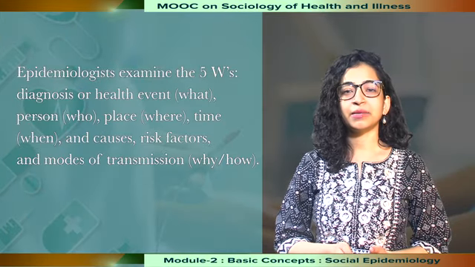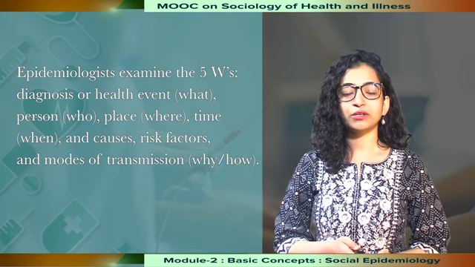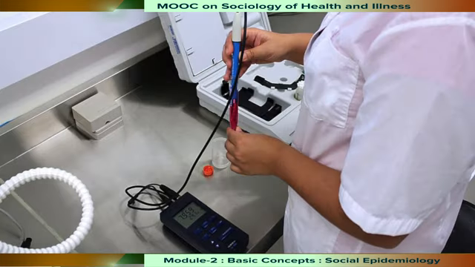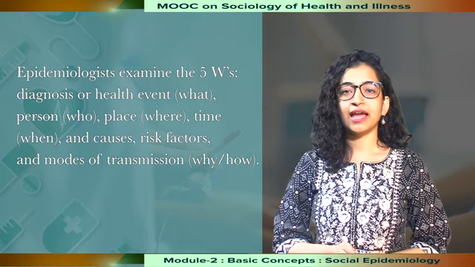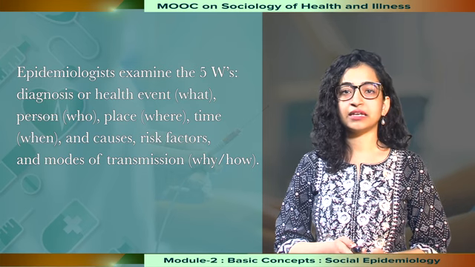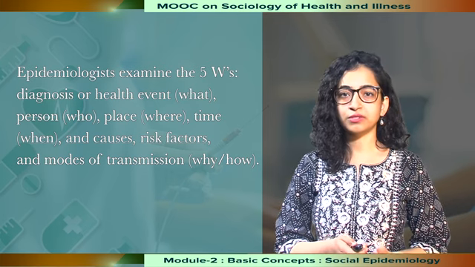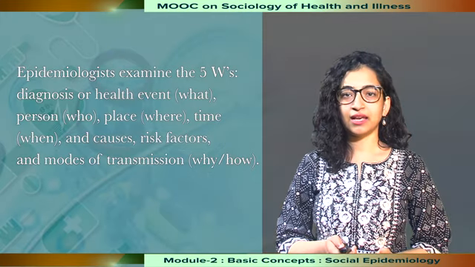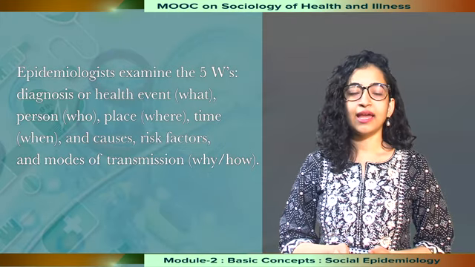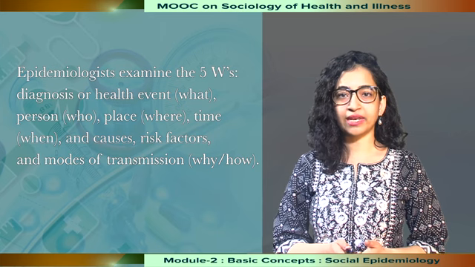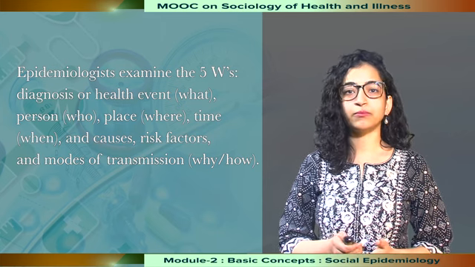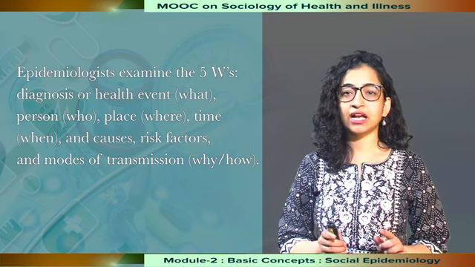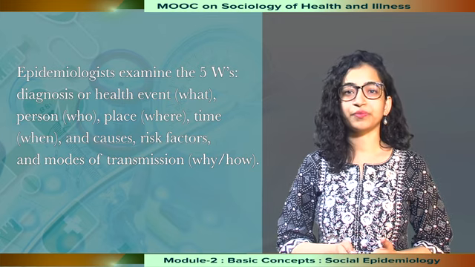Epidemiologists examine the 5 W's. What are these 5 W's? One is diagnosis or health event, which is the what, and then comes the person. It signifies the who of the 5 W's. Then comes the place, in other words, the where, and the time, that is when. And lastly, the causes, risk factors, and modes of transmission that account for the why and how.